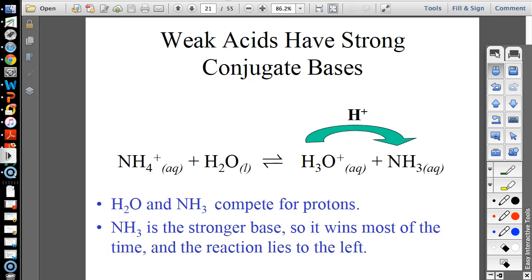So my ammonium, H2O and ammonia compete for protons. Ammonia is the stronger base, even though it's not a strong base. All the strong bases have hydroxide in them, every single one. So even though it's a strong base, it's not one of the strong bases. It's a medium strength. But it's a stronger base than water, so it is going to get the hydrogen instead of the water.